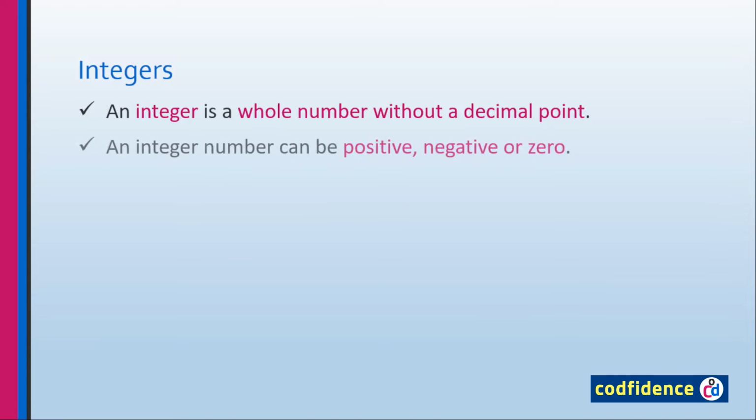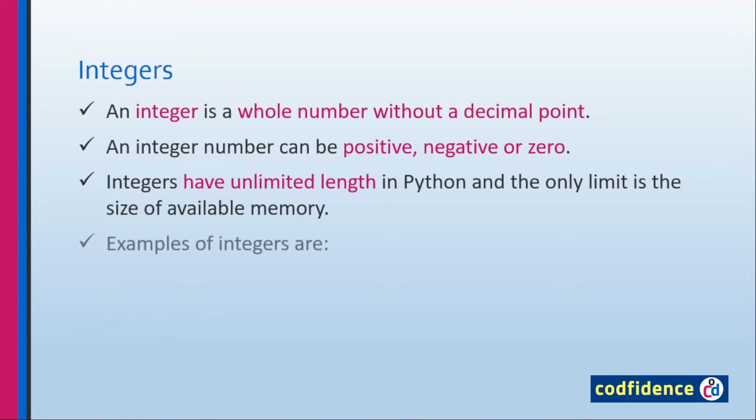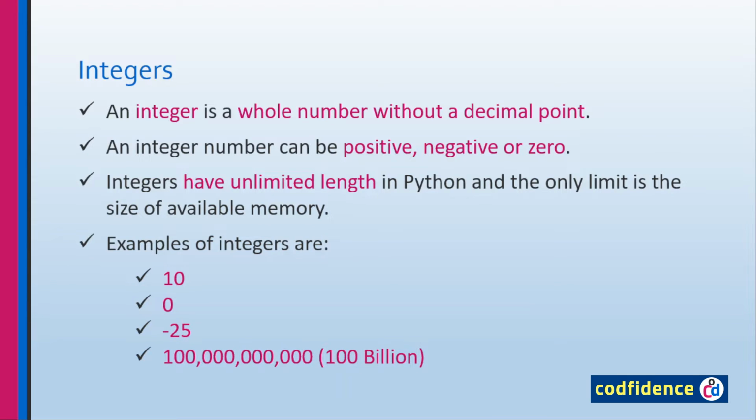An integer is a whole number without a decimal point. An integer number can be positive, negative, or 0. Integers have unlimited length in Python, and the only limit is the size of available memory. Examples of integers are 10, 0, minus 25, 100 billion.